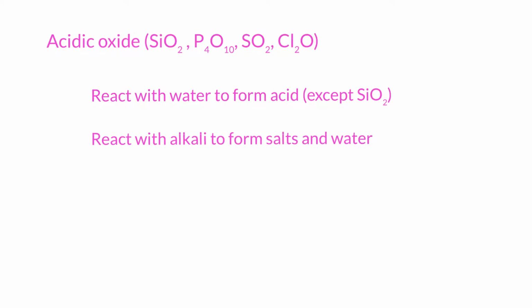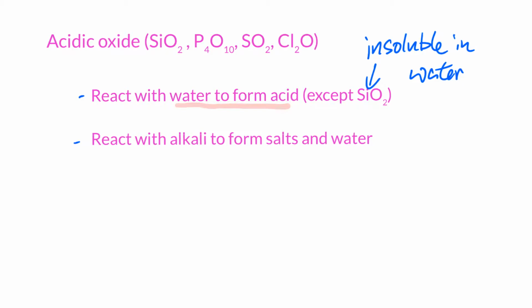That means that they're going to react with water to form acid. But do remember, not all the acidic oxides can dissolve in water to form acid. Silicon dioxide is insoluble in water, so therefore it cannot dissolve in water to form acid. Okay, that is the first property. The second property is that acidic oxides can react with alkali to form salts and water.